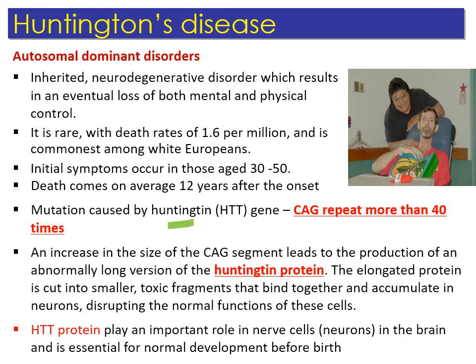Huntington disease is caused by a mutation in the Huntingtin gene, in which the nucleotide sequence CAG (cytosine, adenine, guanine) repeats more than 40 times. This eventually leads to the production of an abnormally long Huntingtin protein. The elongated protein is cut into smaller toxic fragments that bind together and accumulate in neurons, disrupting the normal functions of the nerve cells. Huntingtin protein plays an important role in the normal development of nerve cells in the brain.